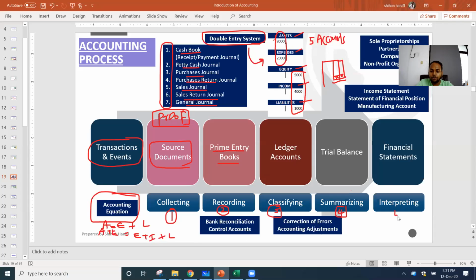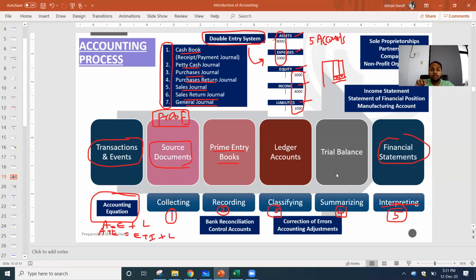And finally, your last step is interpreting, presenting, interpret. How do you interpret? Using the financial statements. So using the financial statement, we show the financial performance of the business and the financial position of the business. Performance and the position of the business, right? So this is your accounting process.